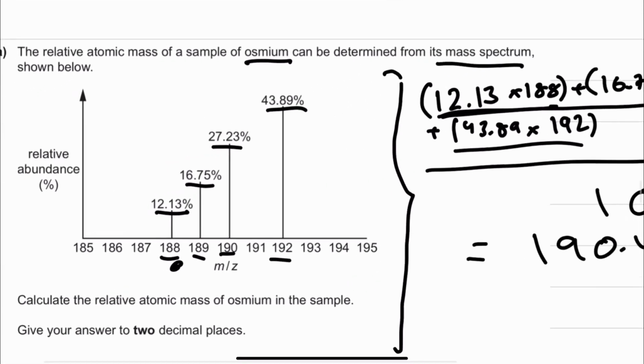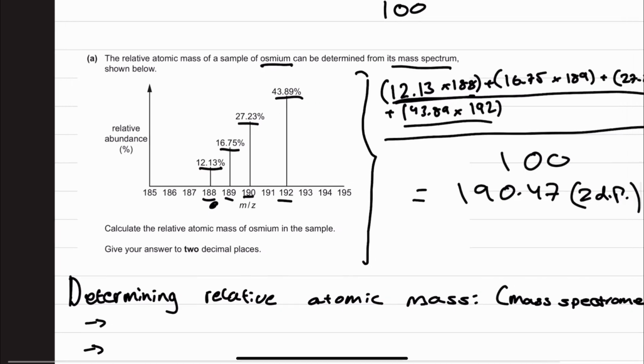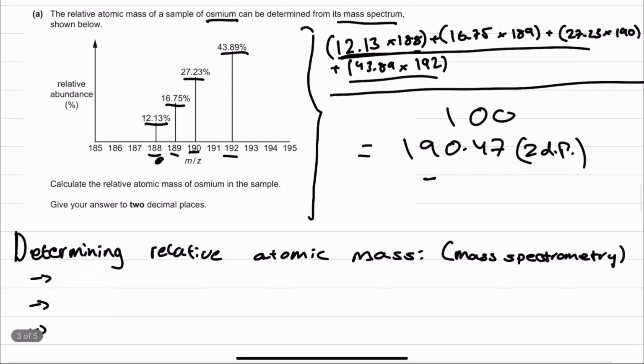Now that's very simple. Of course, they may not always give it to you in a graph like this, but they will always give you the percentage abundances and the isotopic masses. So whenever you see a calculation question on relative atomic mass, remember that this is the formula that you use and this is how you calculate it. Okay.